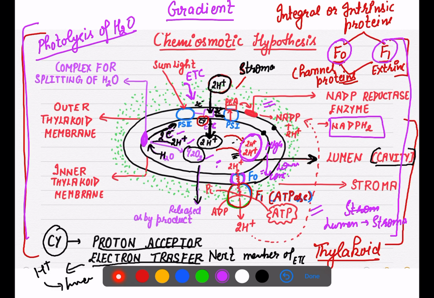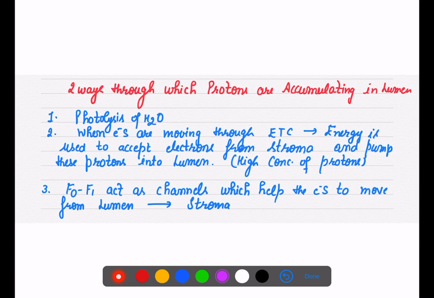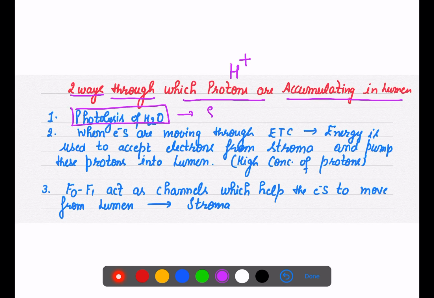Now what you have to write in the theoretical portion, two ways. First, you have to describe the two pathways or two methods through which protons, that is H positive, start accumulating in the lumen. So the first one is photolysis of water, or you can say splitting of water.